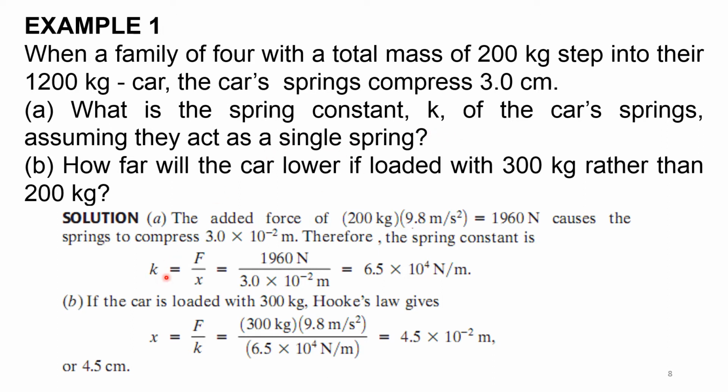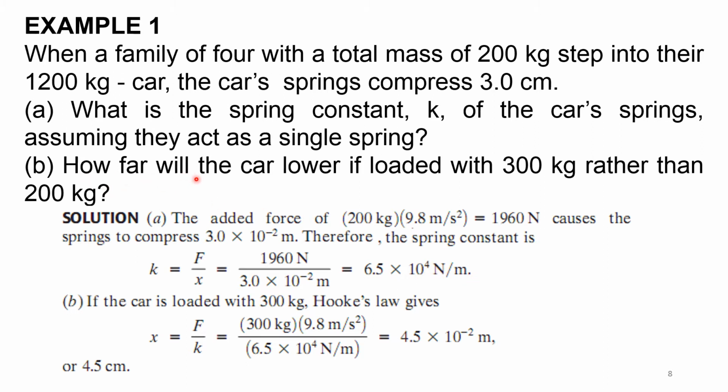The spring constant k is equal to the compressing or extending force divided by the extension or compression. Then the spring constant equals the weight of the 4 people, 1,960 newtons, divided by the compressed distance, 3 times 10 to the power minus 2 meters, which is equal to 6.5 times 10 to the power 4 newton per meter.